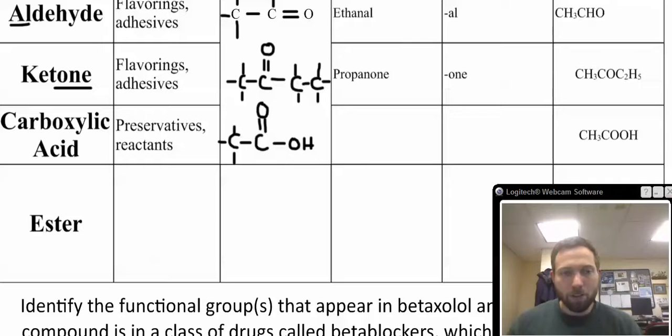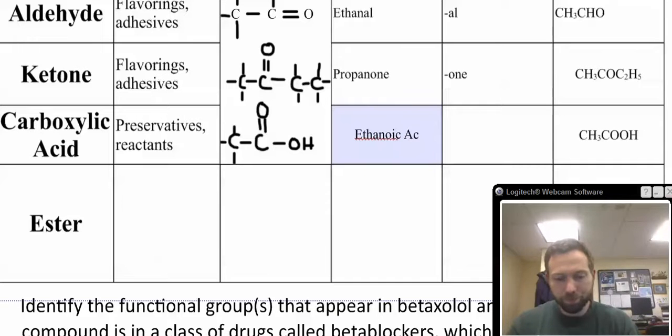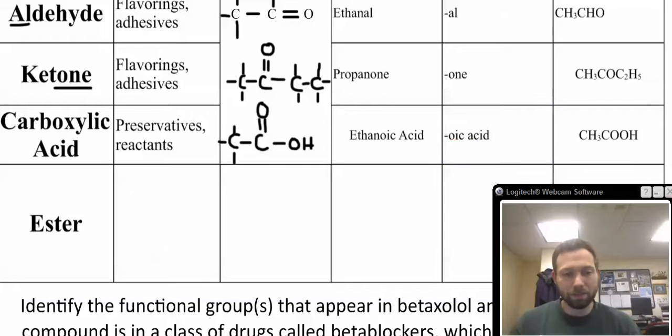Okay? Alright, so the name of this is ethanoic acid. And the suffix at the end, therefore, is oic acid. So every time you see oic acid, you'll notice that it's a carboxylic acid.